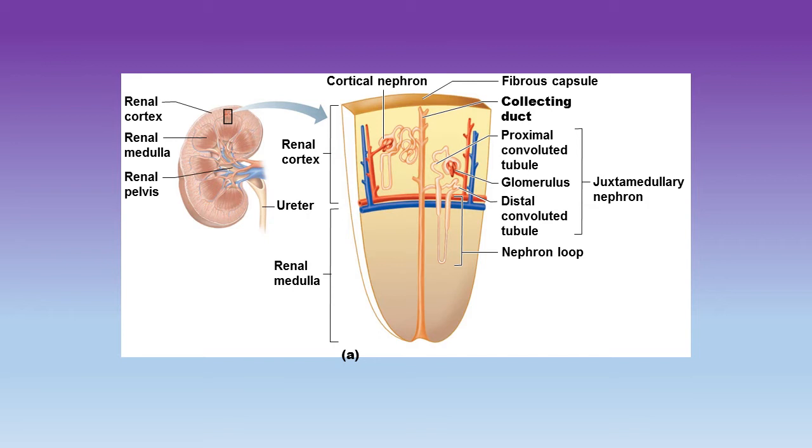There are two different types of nephrons. The majority of the nephrons are the cortical nephrons, which are embedded mostly within the renal cortex. The juxtamedullary nephron has a much longer nephron loop, or loop of Henle. This long loop descends down, curves, and goes back up, extending into the renal medulla area.